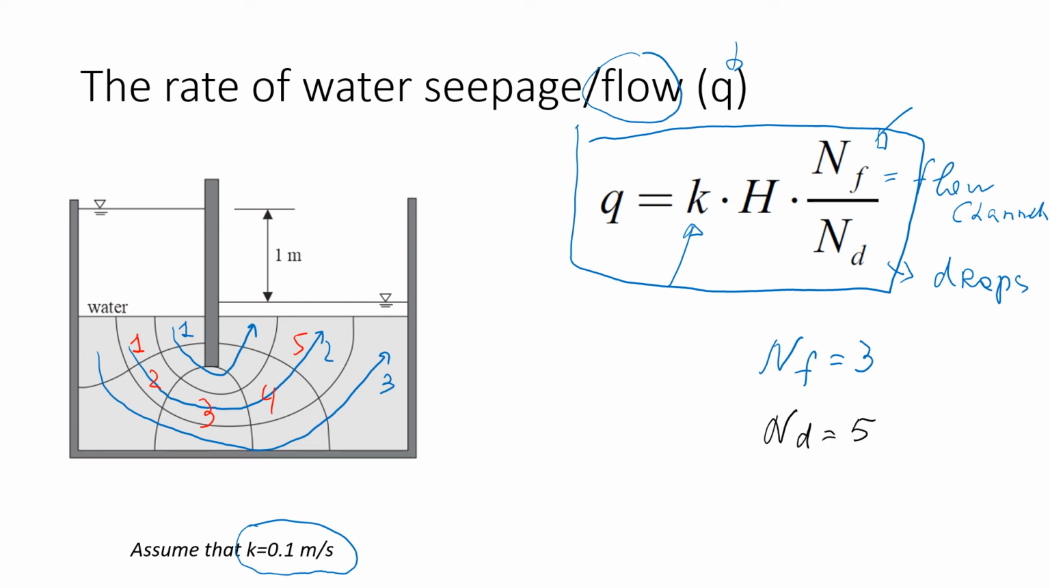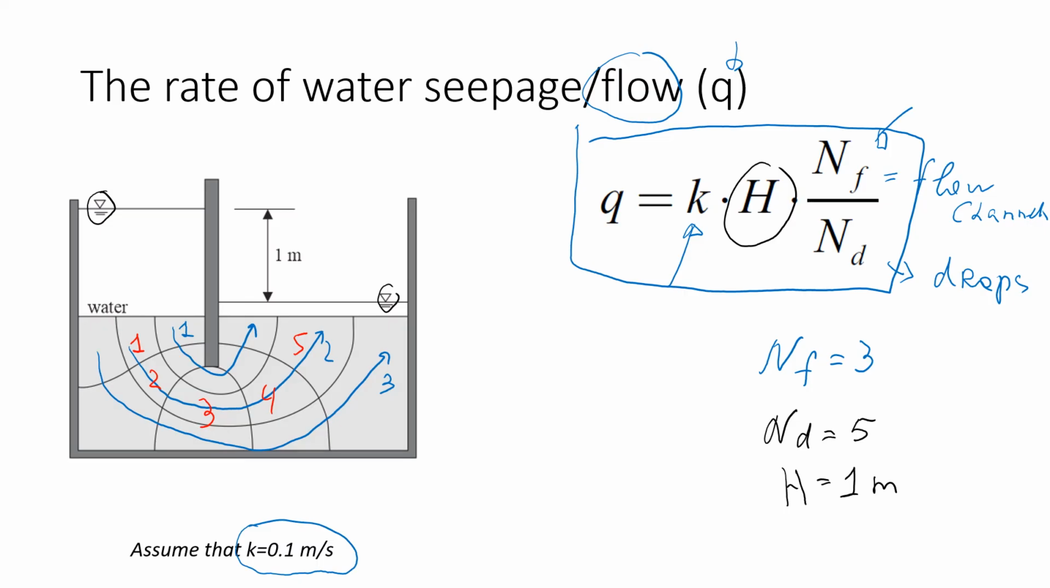And now we need to find H. H is the difference in total heads. So we need to again find two water levels and find the difference. In this case, we see that the difference between the level on the left and on the right is equal to 1 meter. So in this case, H will be 1 meter.